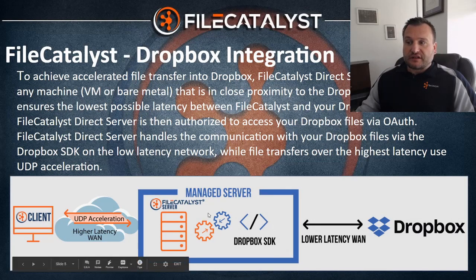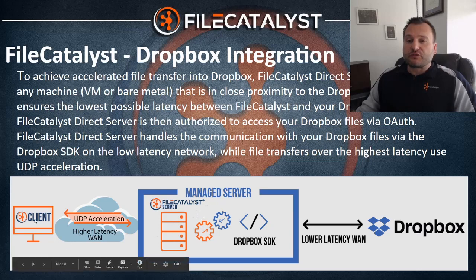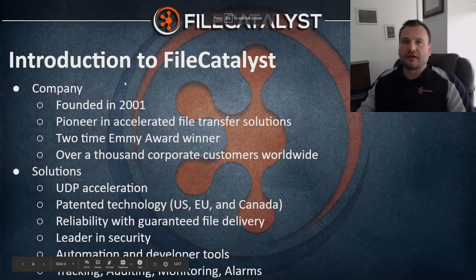We usually suggest that the FileCatalyst server be installed as close as possible physically to the Dropbox data center to accelerate the transfer. That means all the acceleration with the end users will be happening over high-speed UDP file transfers, and the connectivity between Dropbox and FileCatalyst is done over a low latency connection for a FileCatalyst server that runs in a data center as close as possible to the data center that Dropbox uses.